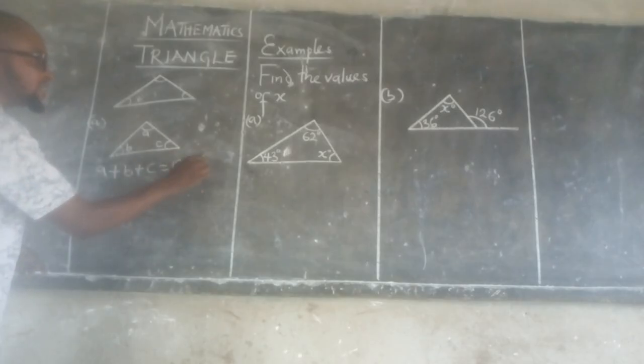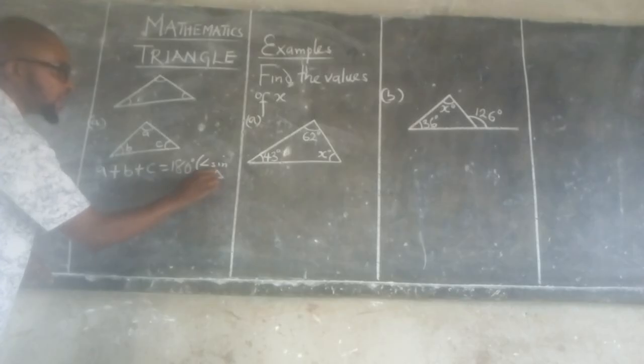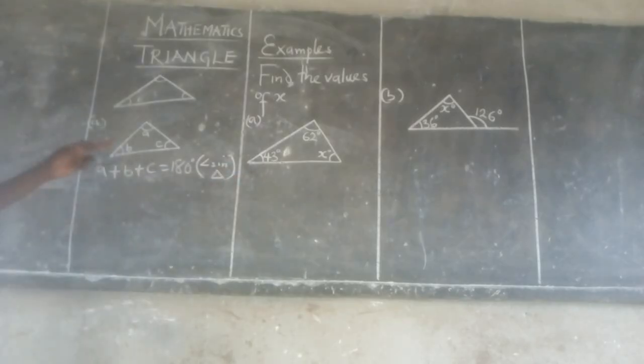The reason behind this is what? Angles in triangle. What it implies is that when you are given two angles out of the three angles of a triangle, you can use this theorem to solve for the third angle that is not given to you. That is, when you know two angles, you can use this theorem to solve for the third angle.